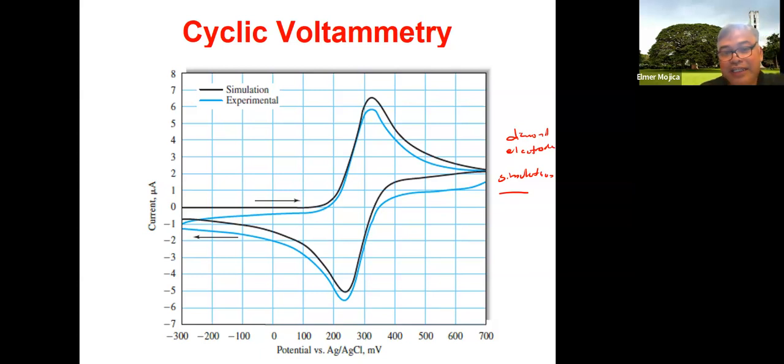Okay, and they say that it is offset because the simulation only represents the so-called what? The Faraday currents, while the experimental one represents both the Faraday and non-Faraday current. Contributions of the Faraday and non-Faraday current. So that's, we could say, the power of cyclic voltammetry.